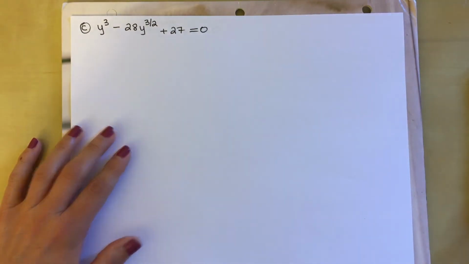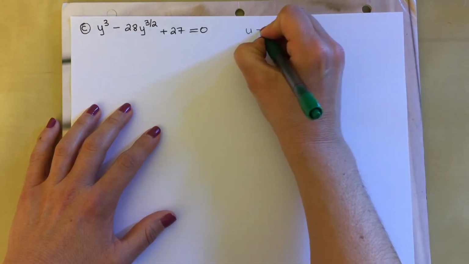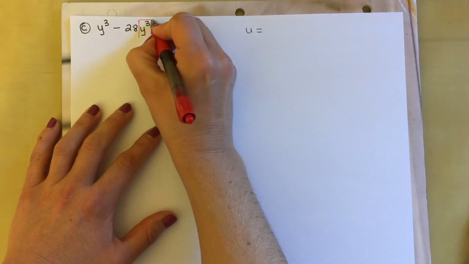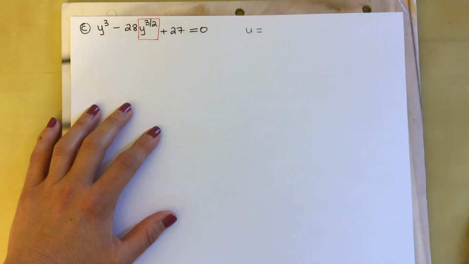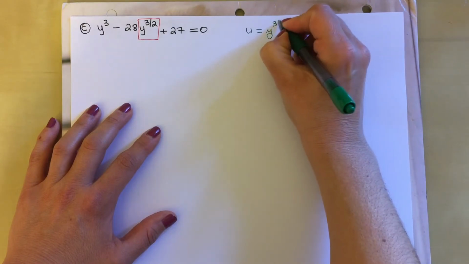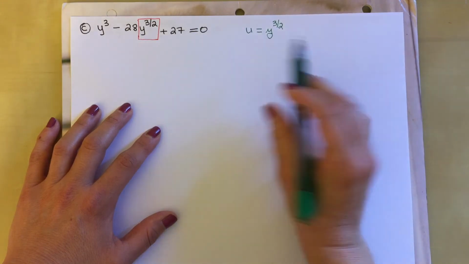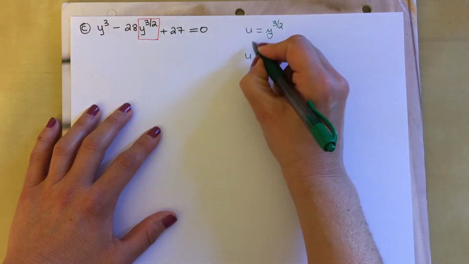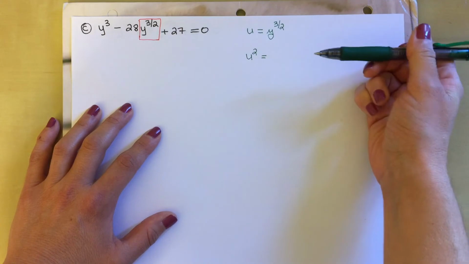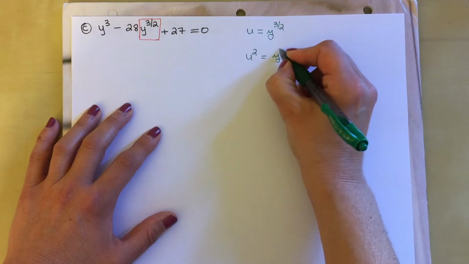So basically what we're going to do is use the letter u, and we're going to say that u is equal to the variable part of your middle term. So u is going to be y to the power 3 over 2. Then we're going to look at this equation that we just wrote, and we're going to square both sides. So you square u, you get u squared. When you square the right side, the 2 will reduce, and so you're just left with y to the third.